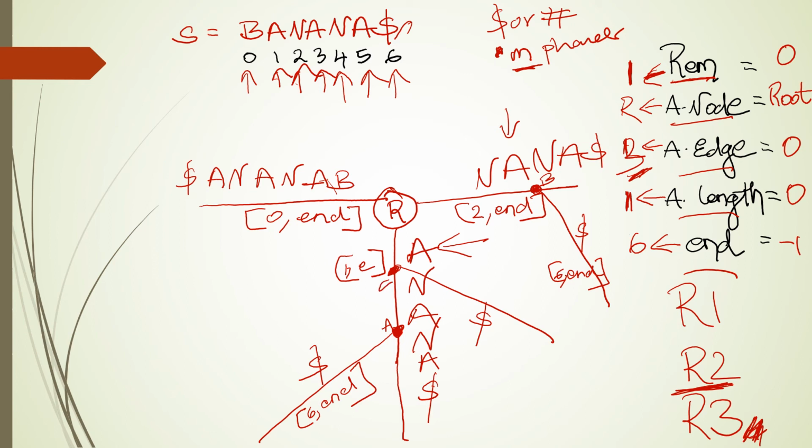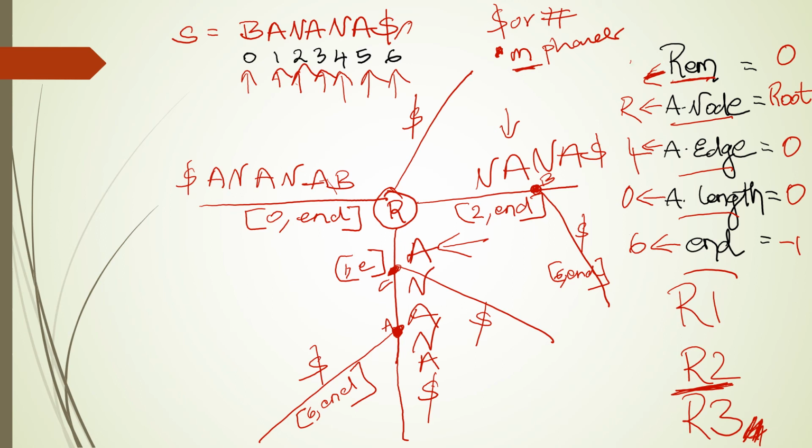So again we have nowhere to go now. So what do we do? We increment the active edge, decrement the active length. So when the active length is 0 and it is pointing to the root node, this is a simple step. We create a leaf directly with dollar. Nothing else to do. And so we have created a leaf node, I mean leaf edge.